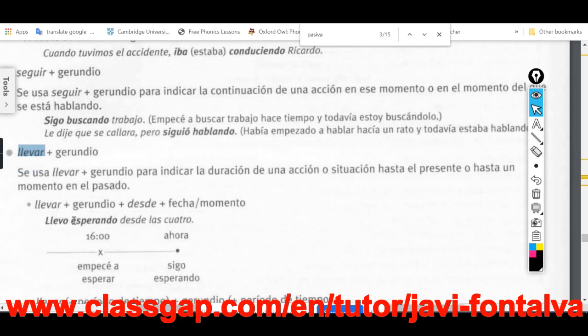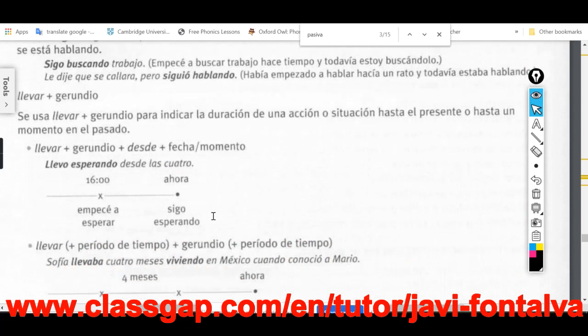Period of time. For example, llevo esperando desde las cuatro. So I've been waiting since four. Now this is completely different from English. It has nothing to do with the English structure. And llevar here doesn't mean to take. And again, you could use it in any tense, in the past, in the future. And you could also put the time in the middle. So you can rearrange the sentence and change the order.